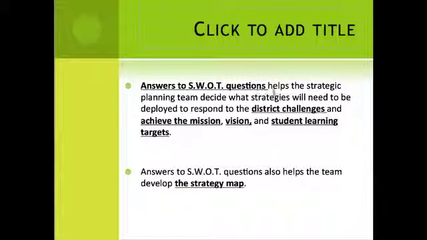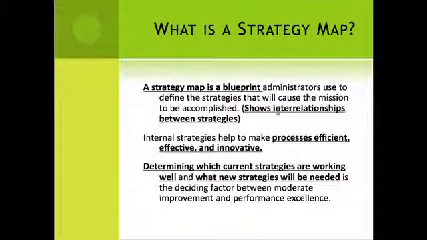So answers to those SWOT questions help the team decide on the student learning target strategies. And UE takes it further. You know, we develop strategies, all of us have developed strategies to go along with each of our measurable objectives on our CSIP plans. But UE takes it a step further and identifies what he calls strategy maps. So a strategy map is a blueprint that administrators use to define the strategies that will cause the mission to be accomplished. And what's different from strategy maps from just strategies is that strategy maps show the interrelationships between all the strategies.